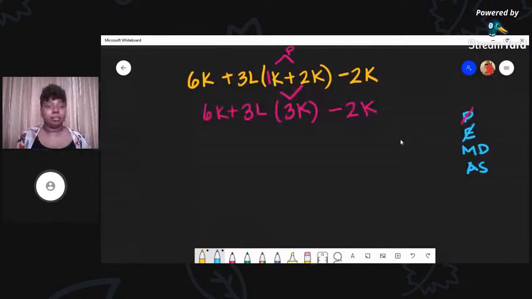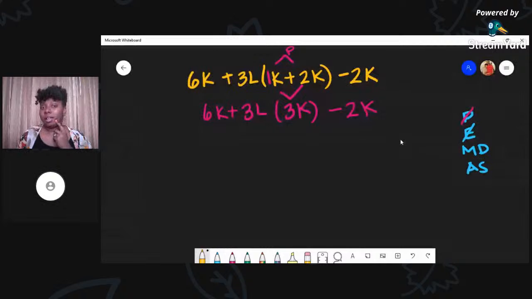But we do have multiplication. What am I multiplying? Starting from the left, we're multiplying 6 by K, but we don't know what that is. Then we're multiplying 3 by L, but we don't know what that is because we don't know what L is. And then we're multiplying 3 by K inside the parentheses, but we don't know what that is. And we're multiplying 2 by K, but we don't know what that is.